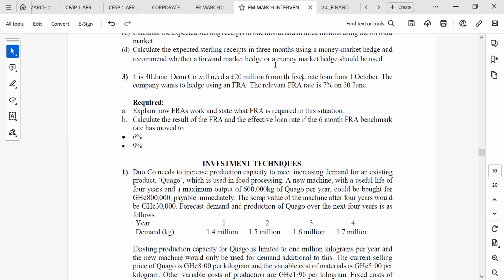7%. Yes. But right now the rate has moved to 9%. Are you going to be paying the 9% or you still pay the 7%? You still pay the 7%. Okay. So you pay the 9% and the bank will make a refund of 2% to you. So if the rate increases, you pay and the bank will refund to you. If the rate decreases, you pay the additional amount.